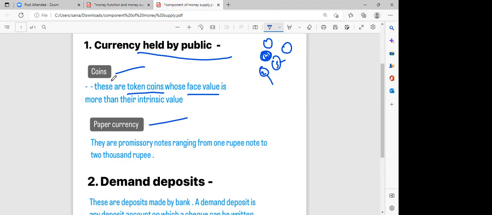Coins. If I ask you what are coins, you will say these are token coins. There are two values. For example, this is a silver coin. Right now, the cost of the silver coin is, for example, 50 rupees. This is the intrinsic value. But if I write 5 over here, this is the face value. Whatever amount is written on it, it is always greater than the intrinsic value.